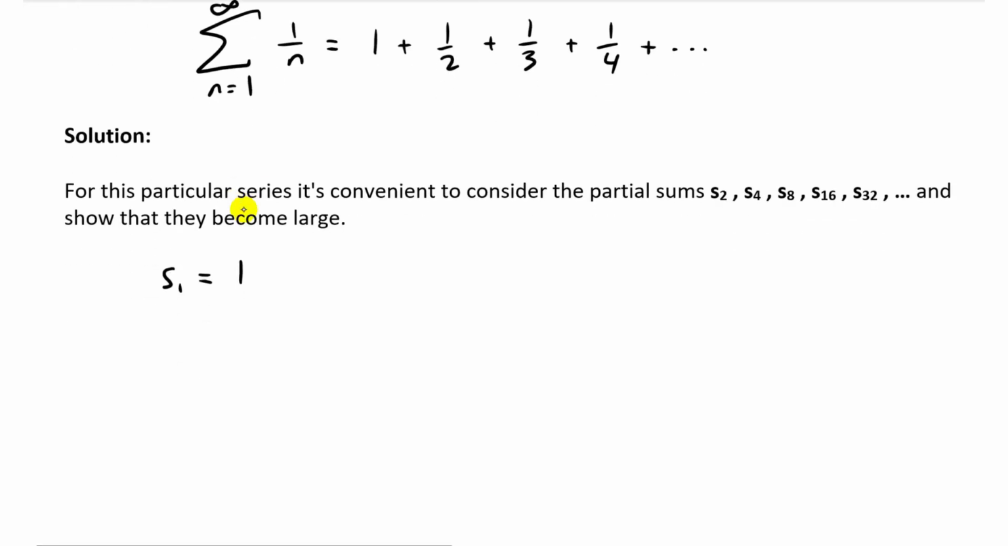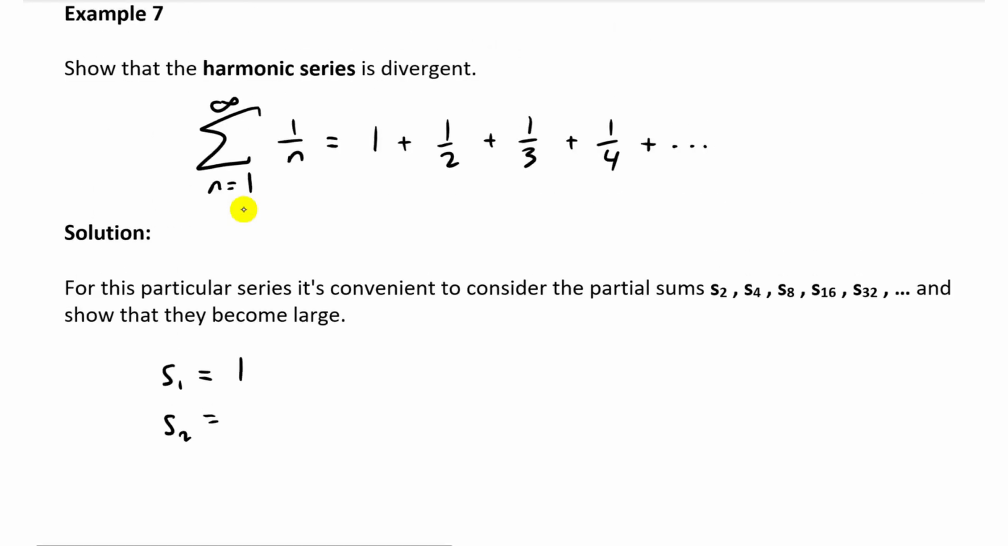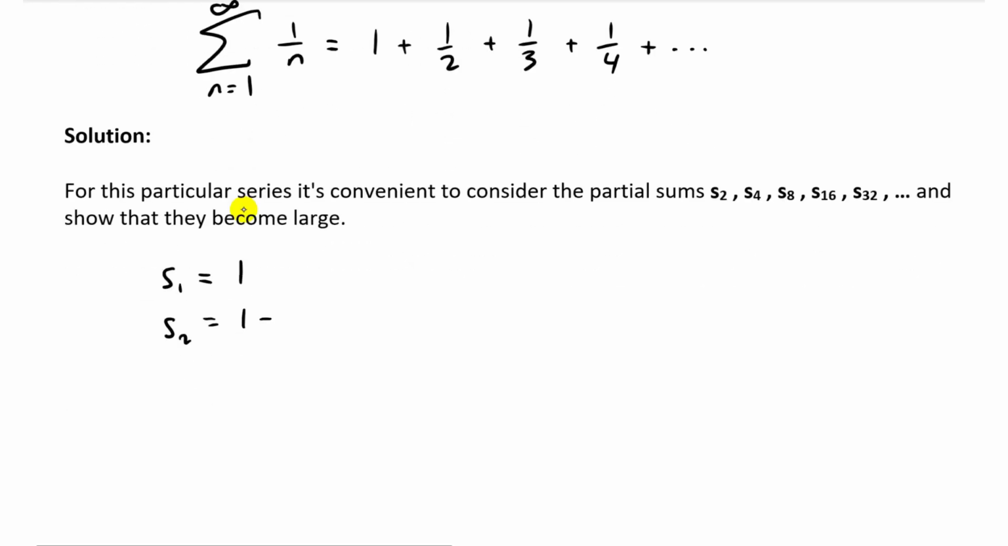Now the next term is S2. Once we've got the first one, I'll write down S2, S4, S8. S2 equals S1 plus the second term, which is 1 over 2. I'll also write this as S2 to the power of 0 equals S1. This is just to show you that it's powers: S2 to the power of 1, like that, and S2 to the power of 2 equals S4.